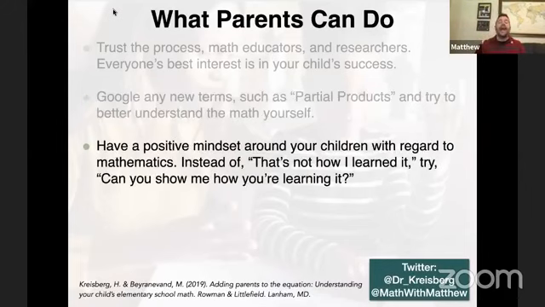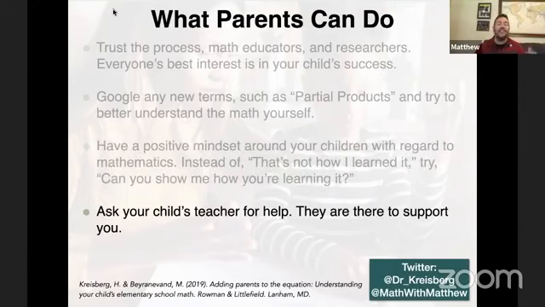And third, have that positive mindset. Have a growth mindset. It's okay if that's not how you learned it. Encourage your child to teach you how they are learning it so you can understand. Please don't, quote, poo-poo the methodology that your children are learning.